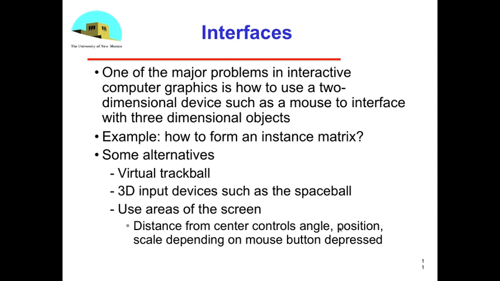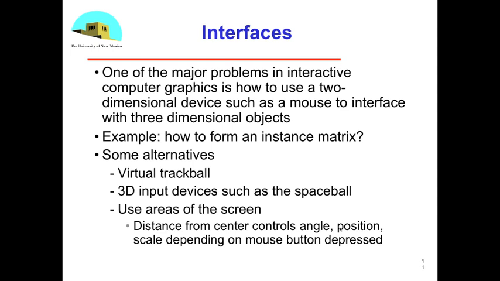Or if I start off trying to form an instance matrix, so I put, say, a prototype cube, aligned with the axes, centered at the origin with maybe a side of length 1 or 2. How do I get that to be what I want it to be? How do I get it in the orientation I want, at the size I want, and put it somewhere with a device like just a mouse? So we could look at that.